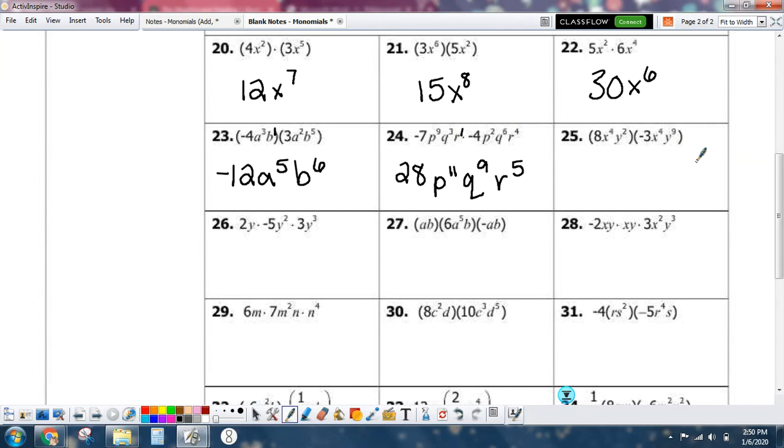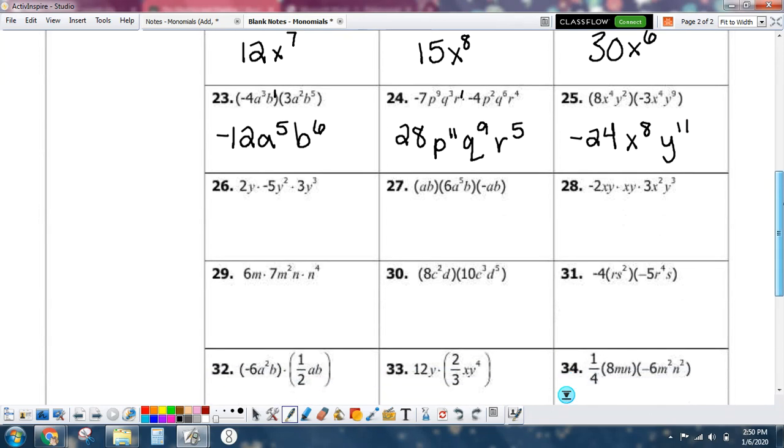Try 25. For 25, you're doing 8 times negative 3 first to get negative 24. Then you have your two x terms, which is a 4 and a 4. 4 plus 4 is 8. And then for your y terms, you have a 2 and a 9. 2 plus 9 is 11.